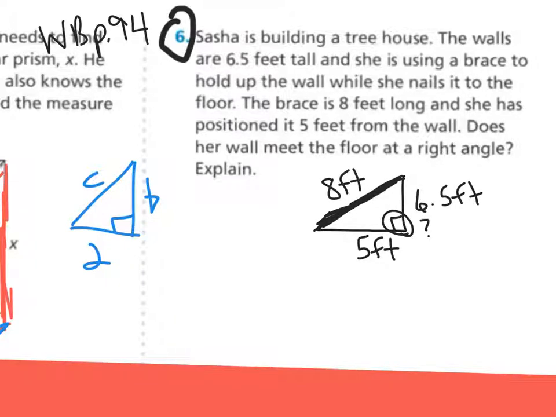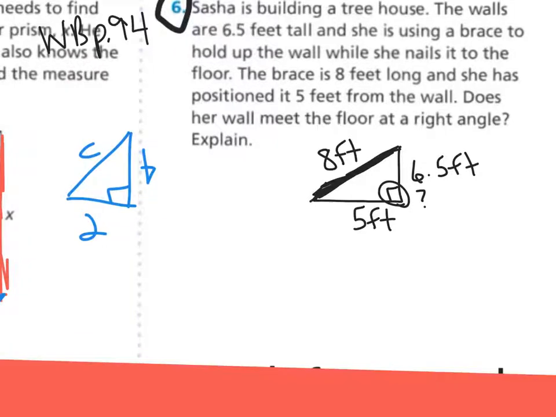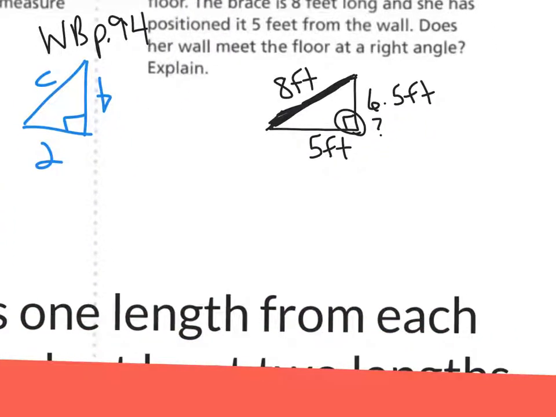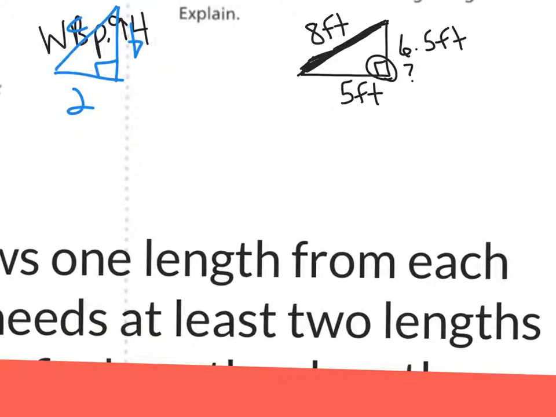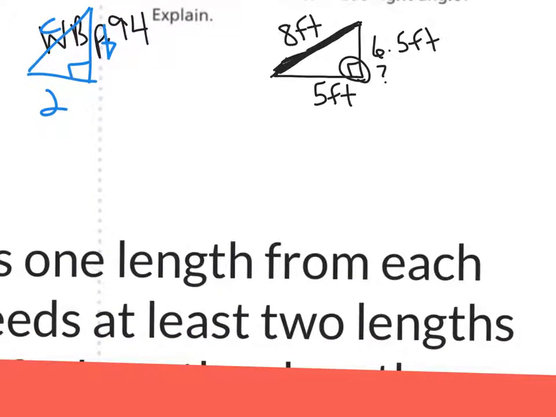And as we've been doing, we know we can use Pythagorean theorem to test whether this is the right triangle or not. Okay? The brace like that, by the way, is a way that they can use to help support this until they get all the other pieces put together for their room or whatever they're building here. Treehouse, right.